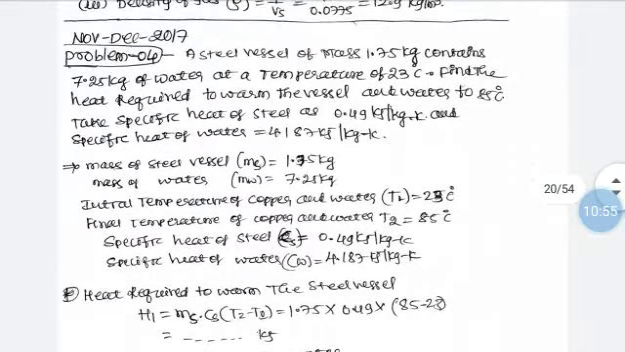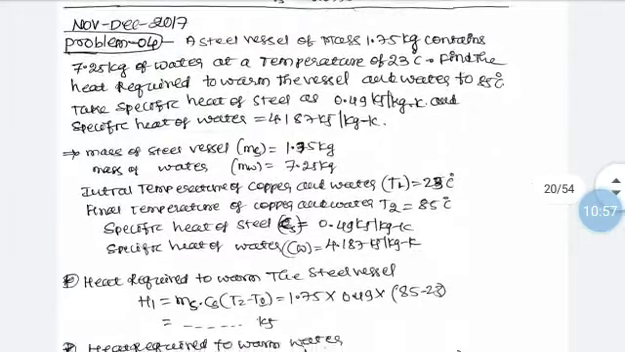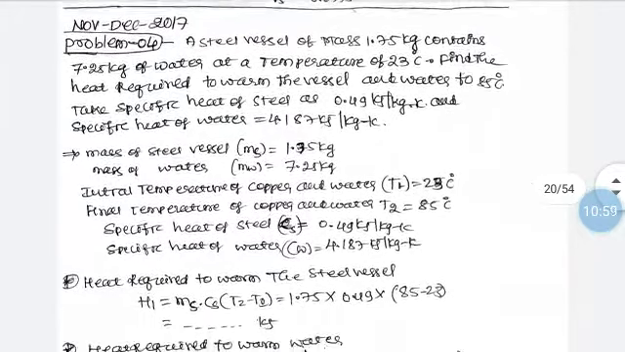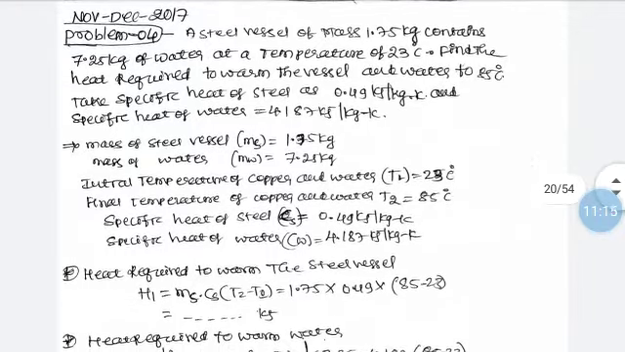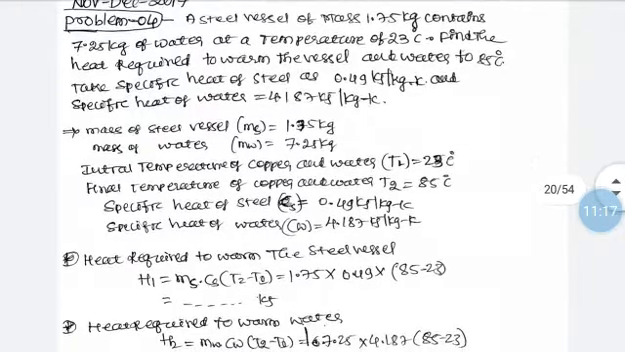Here, a steel vessel of mass 1.75 kg contains 7.25 kg of water at a temperature of 20 degrees Celsius. So the mass of the steel vessel is 1.75 kg, the mass of water is 7.25 kg, and the water temperature is 20 degrees Celsius. Find the heat required to warm the vessel and water.